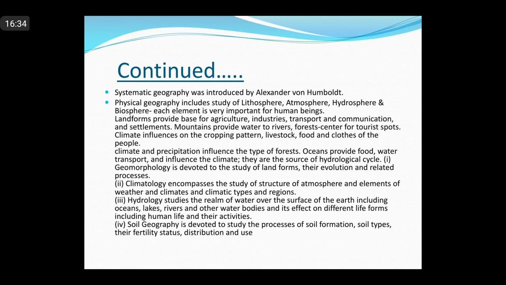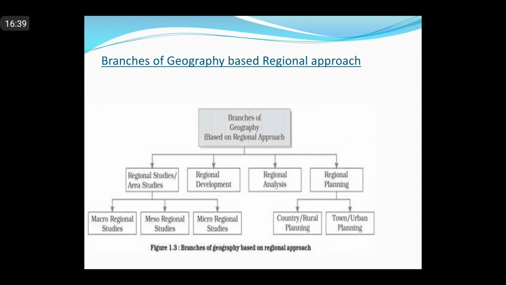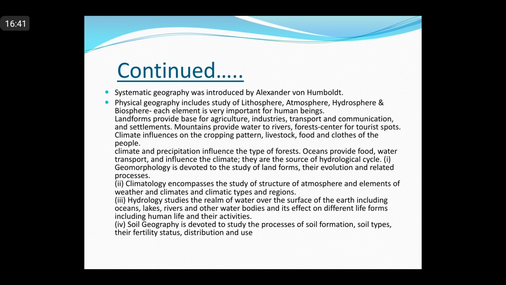Okay, so I think you must have understood about this. Now what about the different branches based on systematic geography? So who introduced systematic geography? Systematic geography was introduced by Alexander von Humboldt. Okay, and he was a German geographer, right?